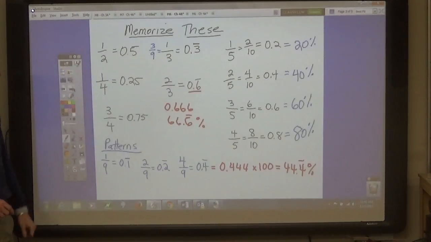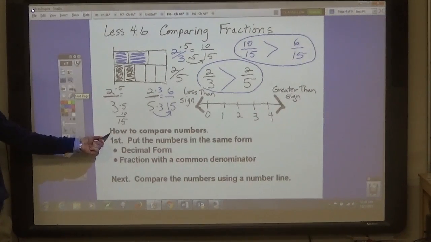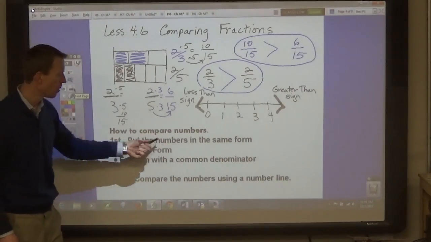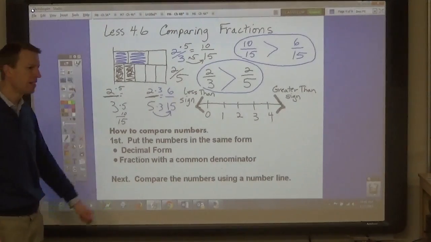And then we talked about comparing fractions, and other numbers. When you're comparing numbers, you have to put them in the same form. So they all have to be in decimal form.